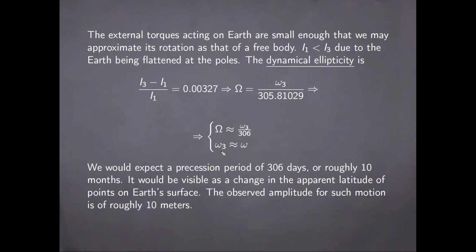And we keep in mind that the third component of omega is practically equal with the magnitude of the vector. So it's just the angular velocity of the Earth as it rotates about its axis. So what this calculation suggests is that we would expect a precession period of 306 days, or roughly 10 months, and this would be visible as a change in the apparent latitude of points on Earth's surface. And such a motion is indeed observed, and its amplitude is of roughly 10 meters.